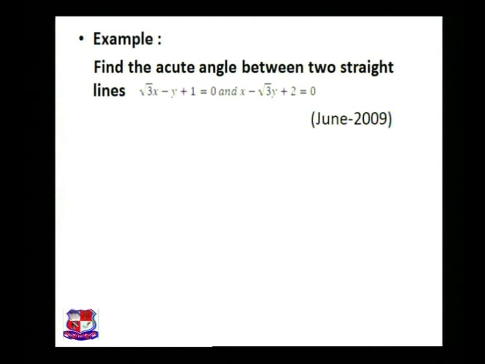Here the question is: find the acute angle between two straight lines √3x − y + 1 = 0 and x − √3y + 2 = 0, which was asked in June 2009. So let us solve this example practically.